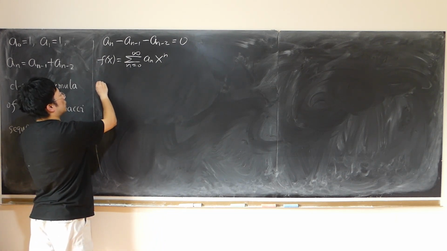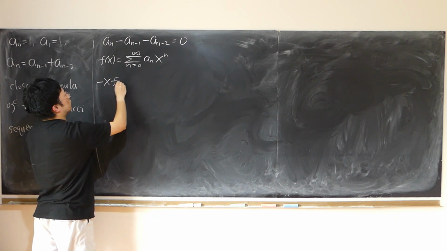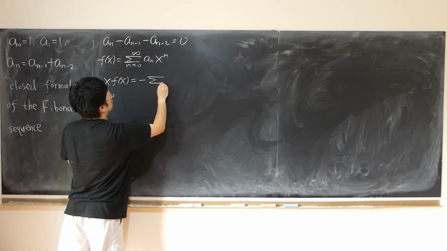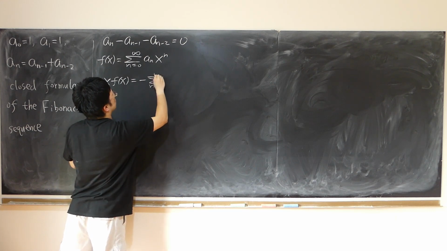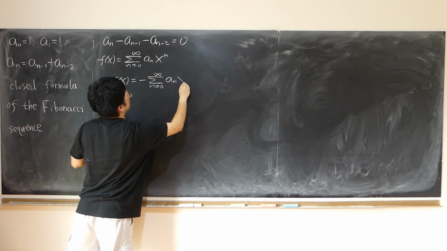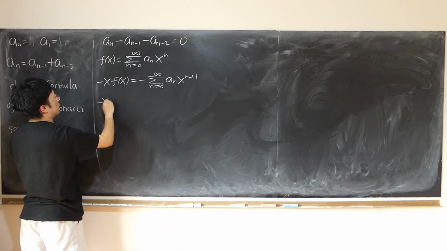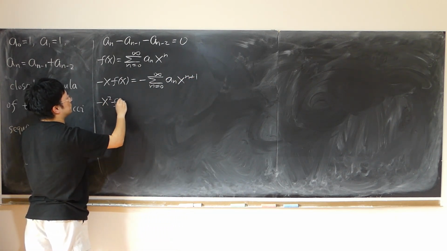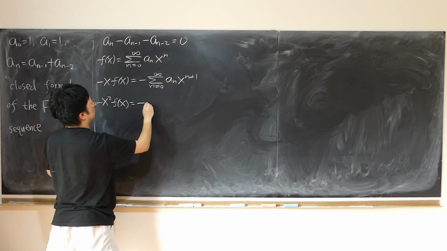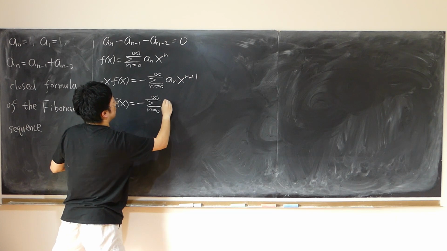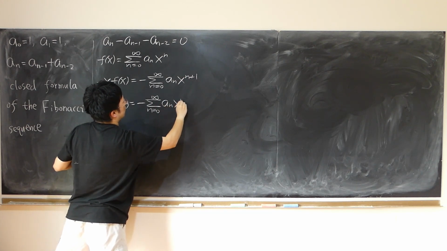So multiply by negative x: negative x times f of x is equal to negative infinite sum, n goes from 0 to infinity, a_n times x to the n plus 1. Then negative x squared times f of x is equal to negative infinite sum, n goes from 0 to infinity, a_n times x to the n plus 2.